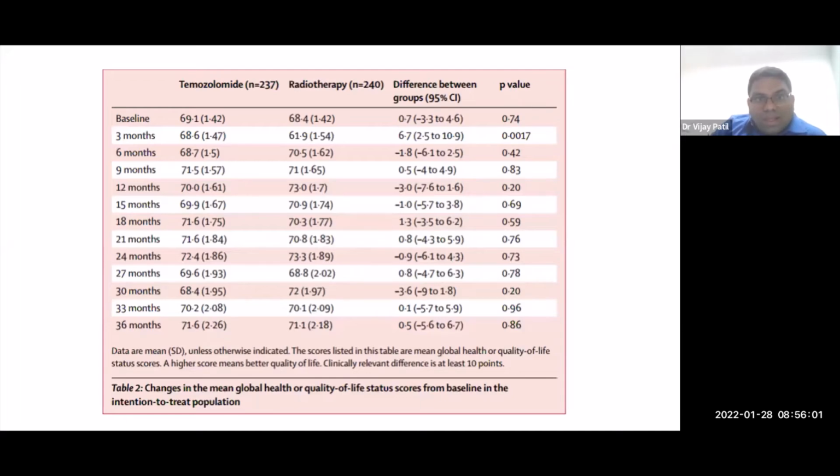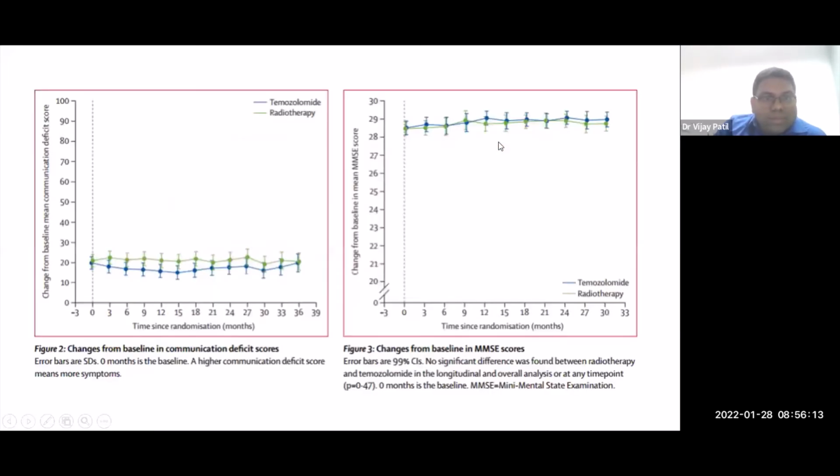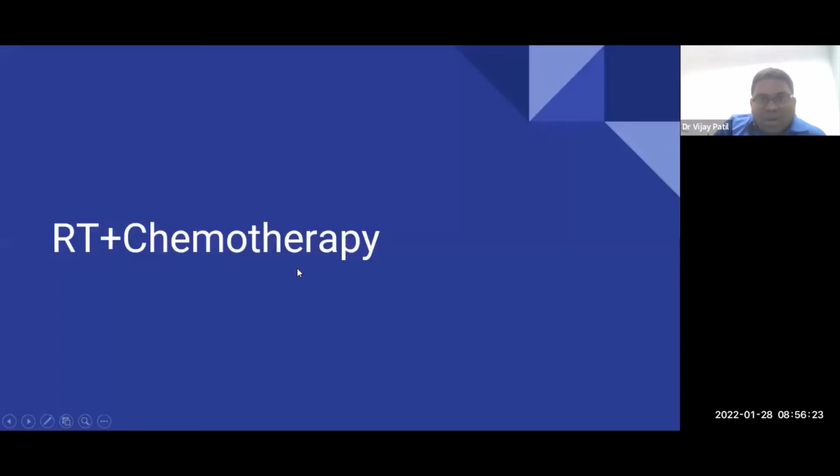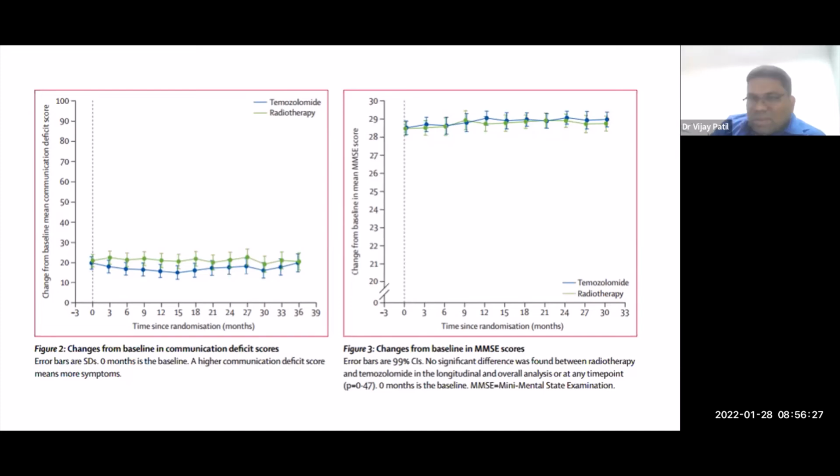What you could see here is that there was not much difference in quality of life between temozolomide and radiotherapy, except at 3 months, when the quality of life with temozolomide was better than radiotherapy. MMSE scores were similar. The changes from baseline were statistically significant at 3 months, but they met at the end of 36 months. So what can you conclude from this situation?